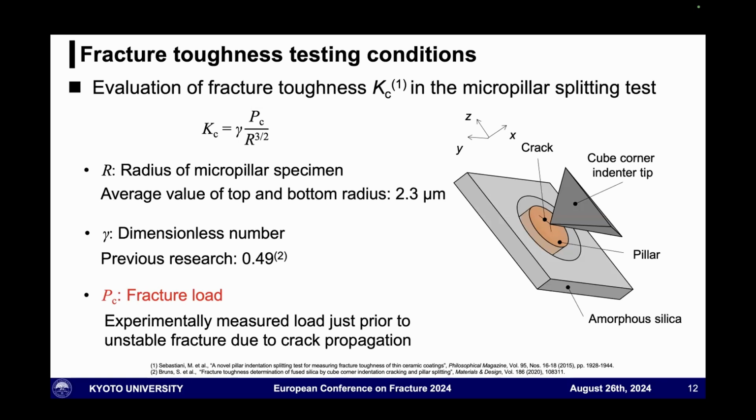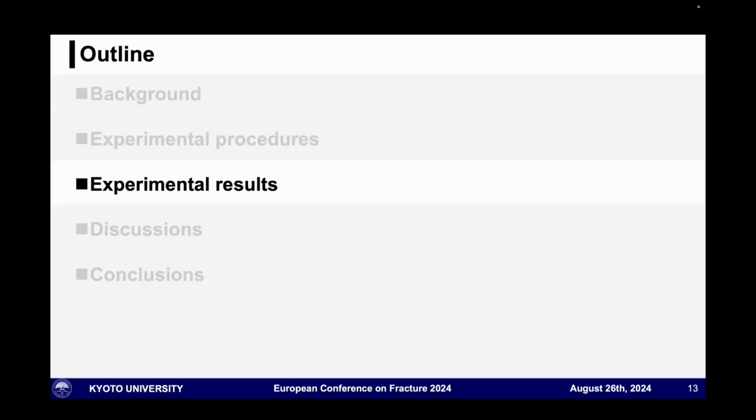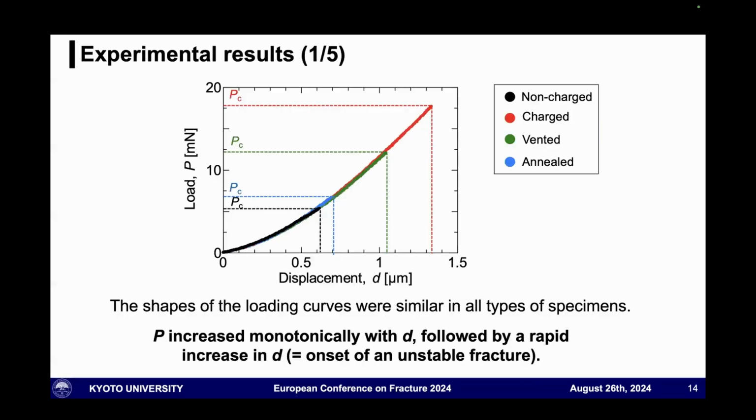So Pc is the fracture load. We experimentally measure the load just prior to unstable fracture due to crack propagation. Okay, let's start the experimental results.